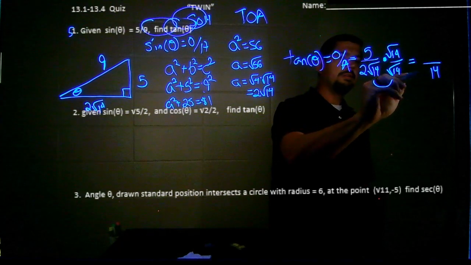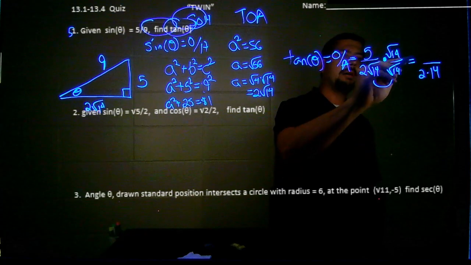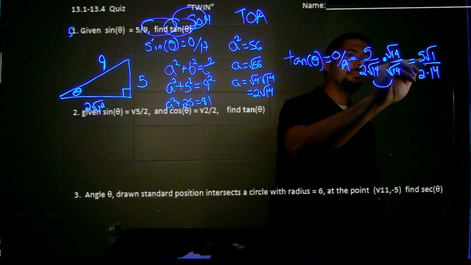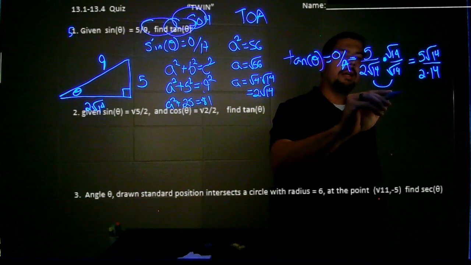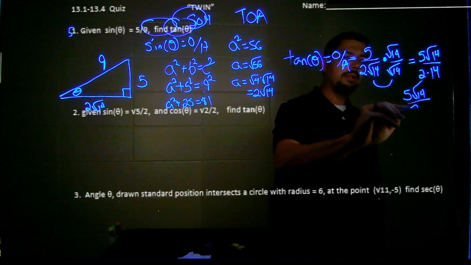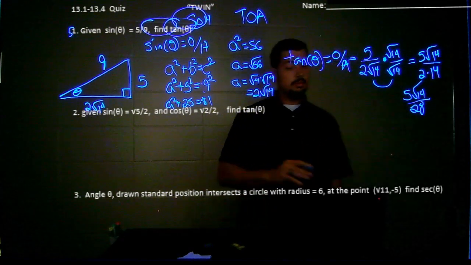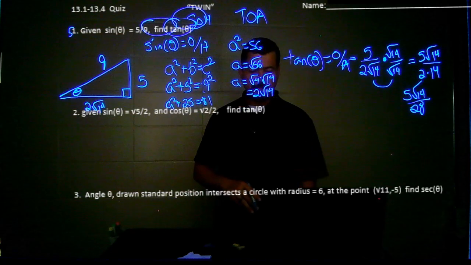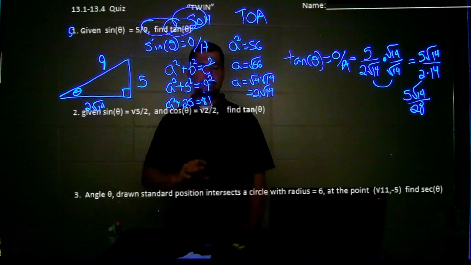You already had a 2, so it's 2 times 14. Up top, it's just 5 roots of 14. We just kind of merge them with glue. And then 2 times 14 is going to be 28. So we're looking at 5 roots of 14 over 28. And there's that one.